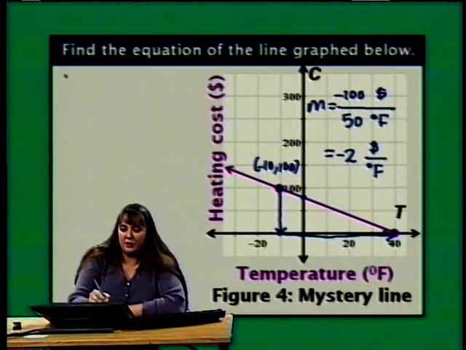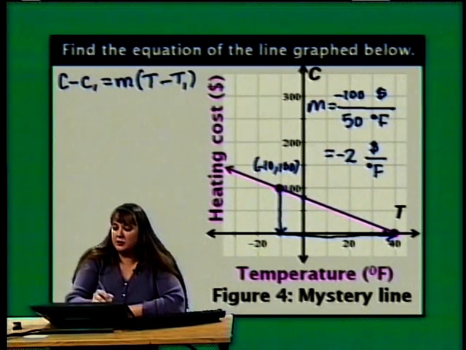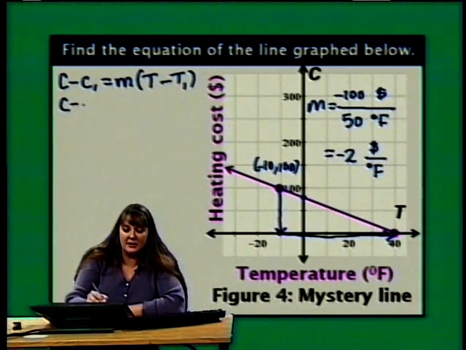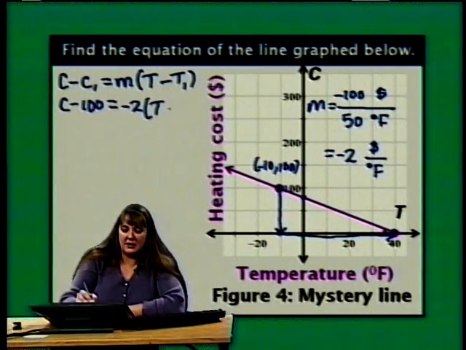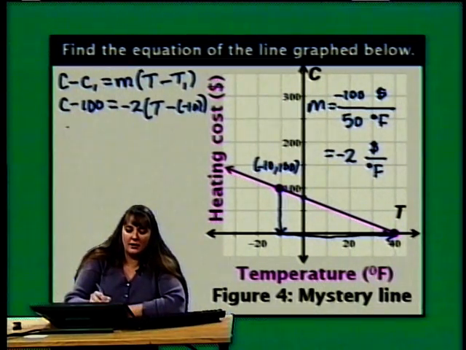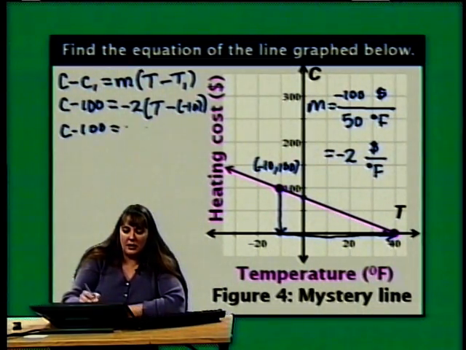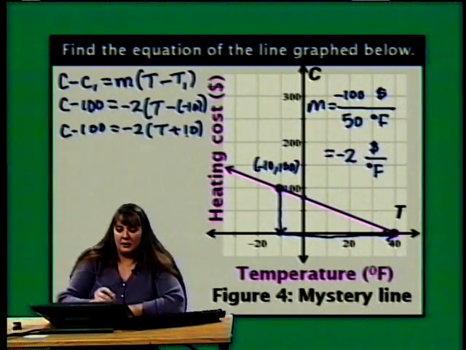So our point-slope form is going to be c minus c sub 1, there's my dependent variable, equals m times t minus t sub 1. So using the point negative 10, 100, we have c minus 100 equals m, that's negative 2, times t minus t sub 1, which is negative 10. Let's go ahead and write this in slope-intercept form. So let's solve this equation for c. So I have c minus 100 equals negative 2 times t plus 10.